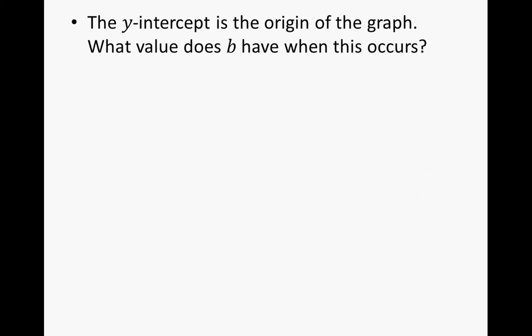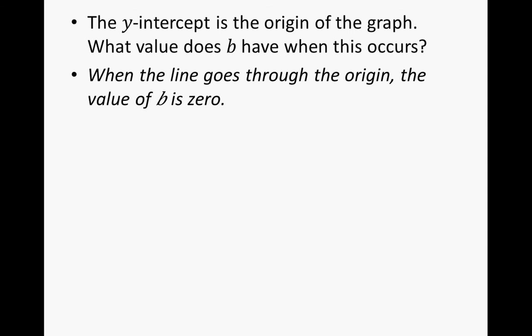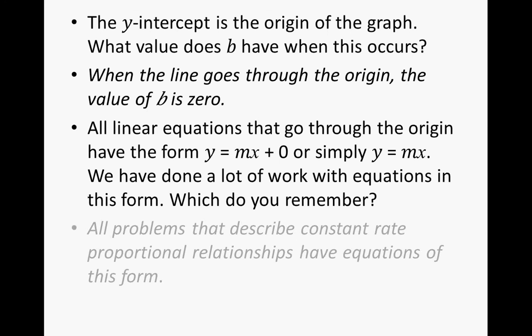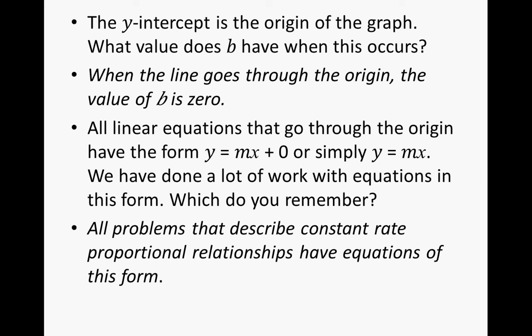So the y-intercept is the origin of the graph. So what value does b have when this occurs? Well, when the line goes through the origin, the value of b is 0. So all linear equations that go through the origin have the form of y equals mx plus 0, or simply y equals mx. We have done a lot of work with equations in this form. Which do you remember? Well, all problems that describe constant rate, proportional relationships, have equations of this form.